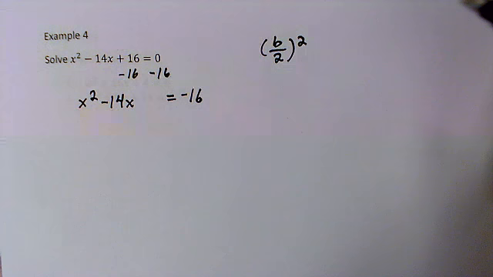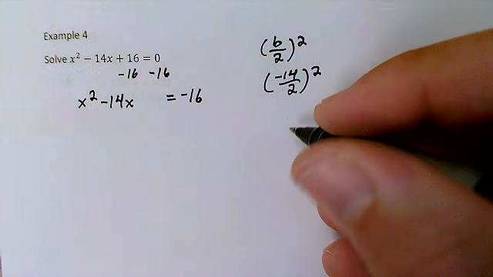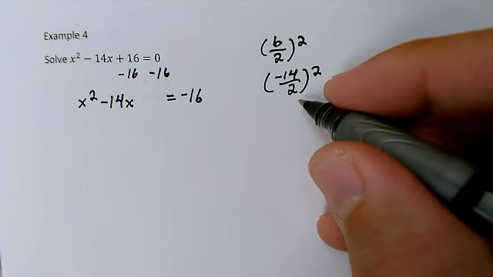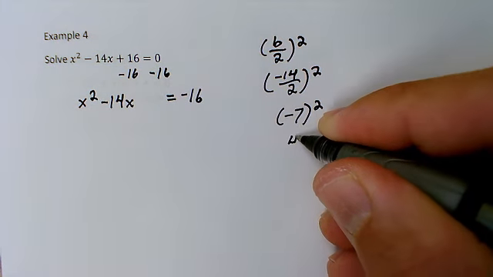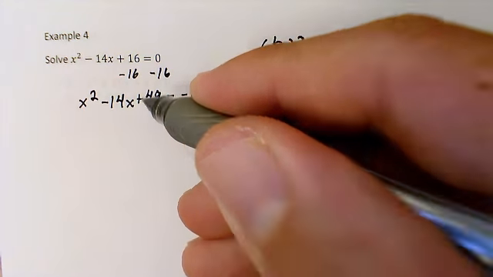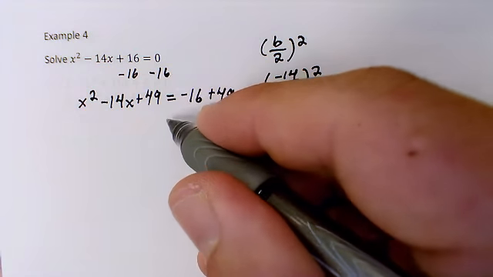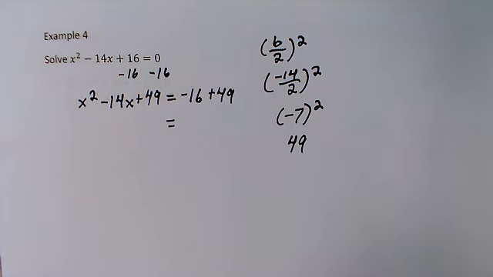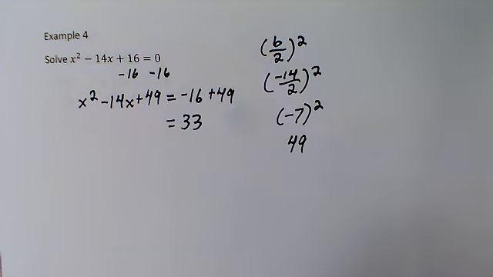You know what value that needs to be. B here is negative 14. And that's going to be negative 7, which is squared to give you positive 49. Plus 49, plus 49. Alright, now I'm ready to, this is pretty easy over here to add together. That's going to be positive 33 when I do negative 16 plus 49.